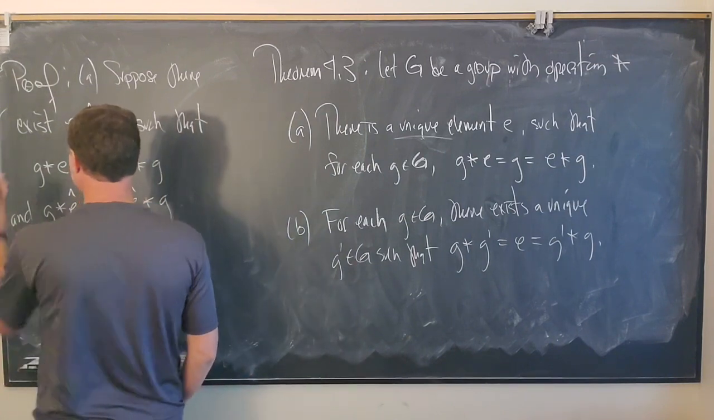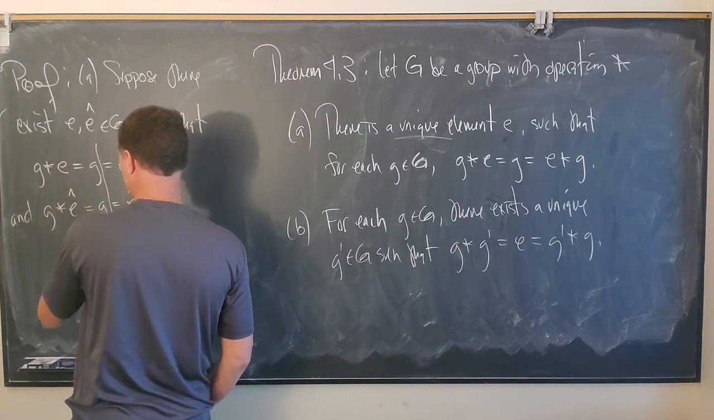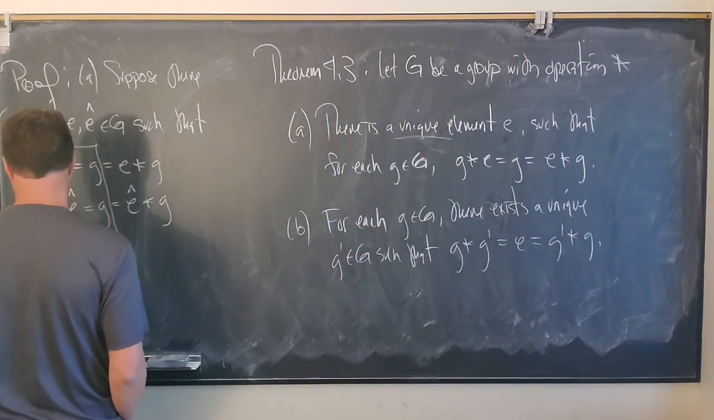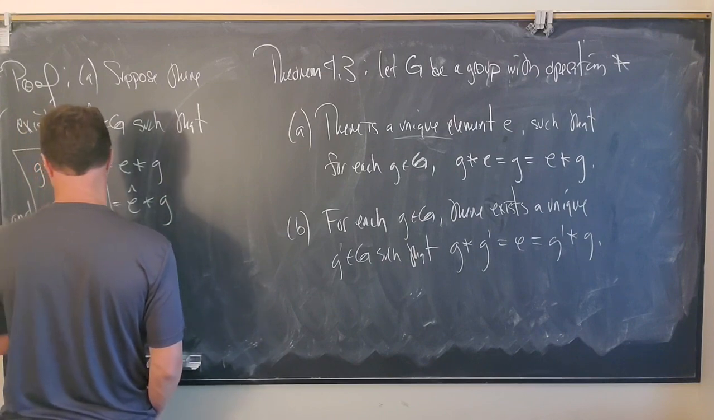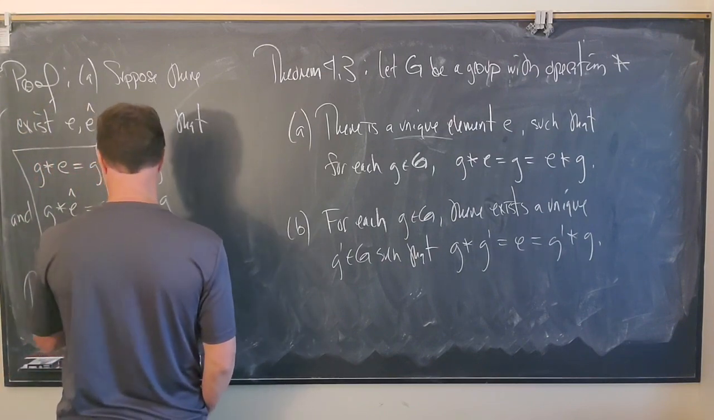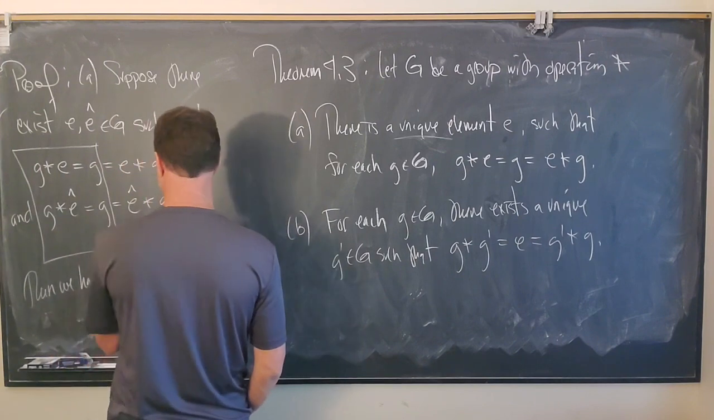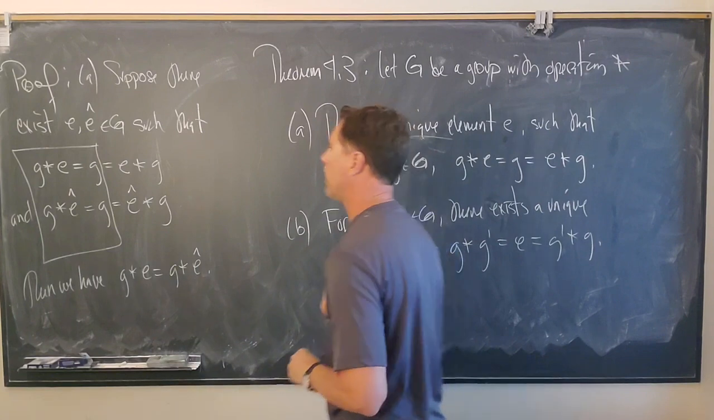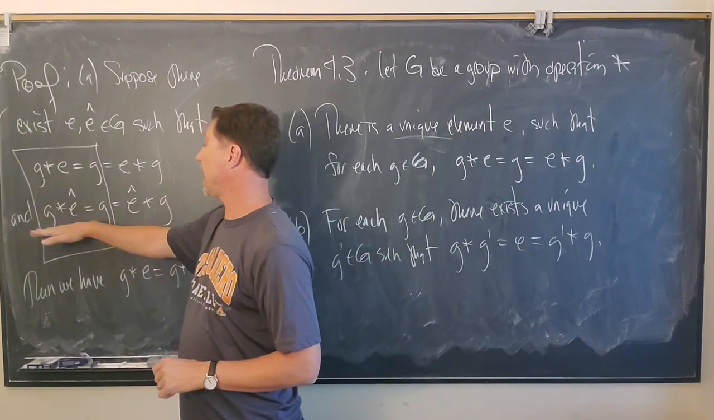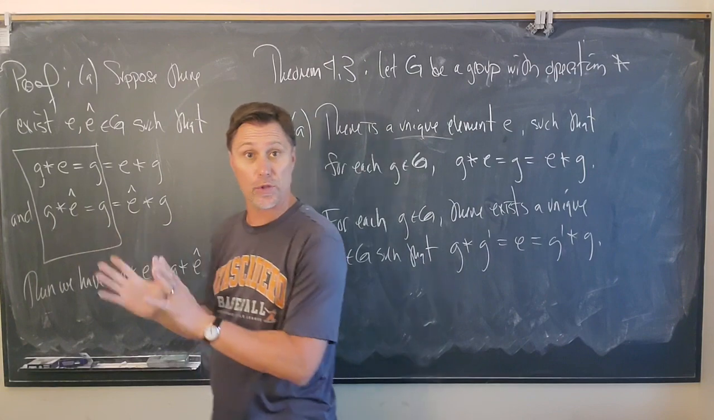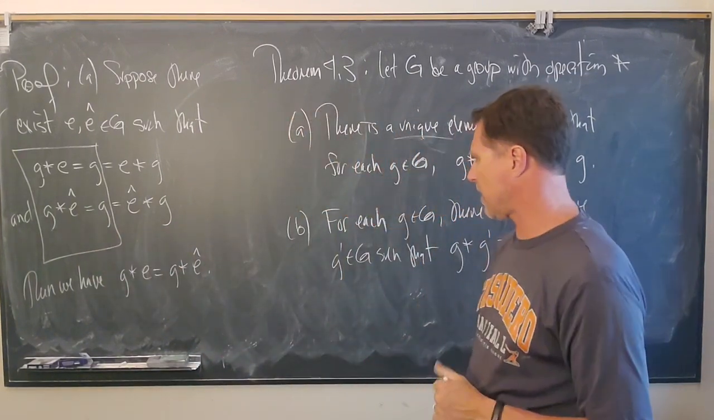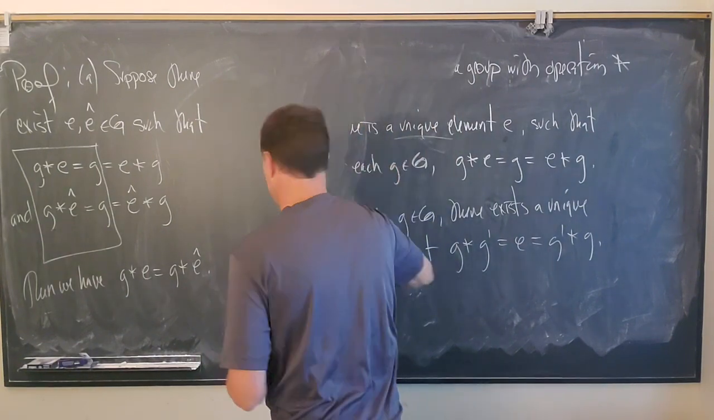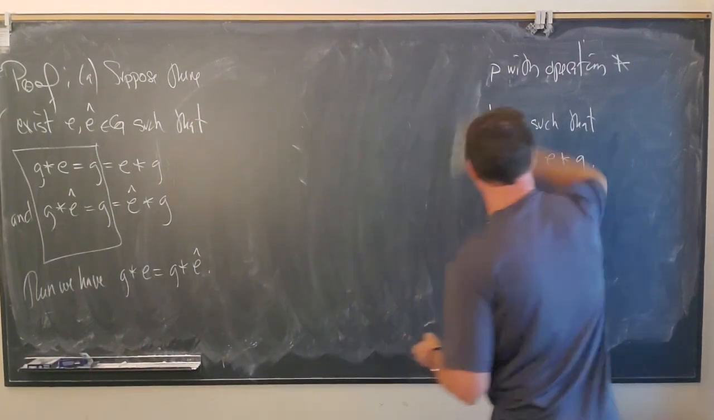Now, what does that tell us? Well, let's just focus on that portion right there. Then we have G star E equals G star E hat. So what do I do? Both G star E equals G and G star E hat equals G, so I can set those two equal to each other. And then what does that mean? Well, now we can apply cancellation. Left cancellation will give us what we need.